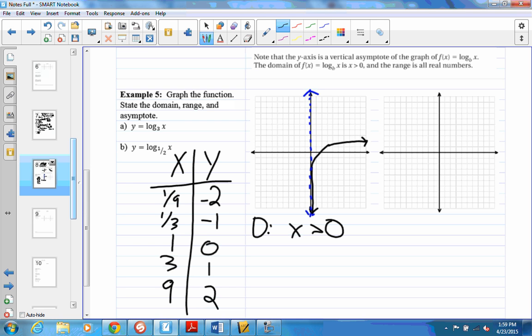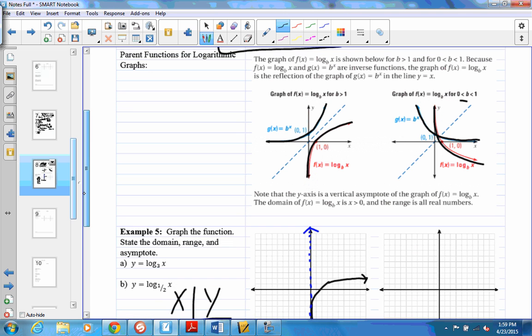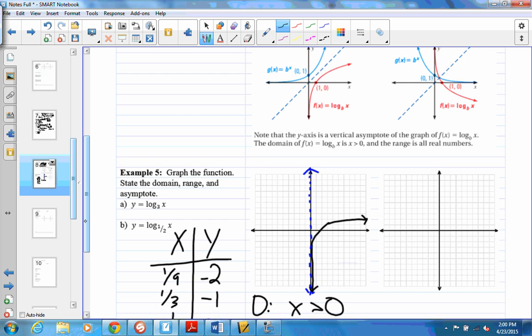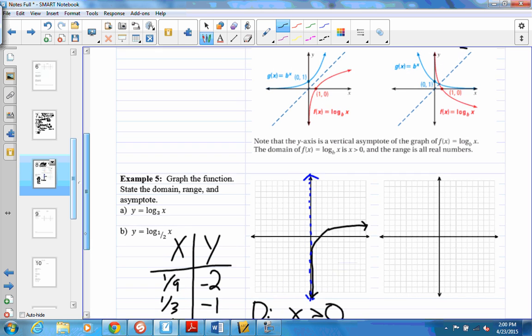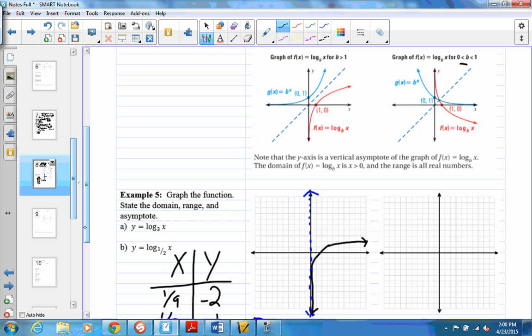What would a parent function of a logarithm graph look like? Your red is logs, and to the right is decay, and to the left is growth. Okay, those are your parent functions. So this is growth, and I didn't talk about this too much, guys. If b is greater than 1, I have growth.